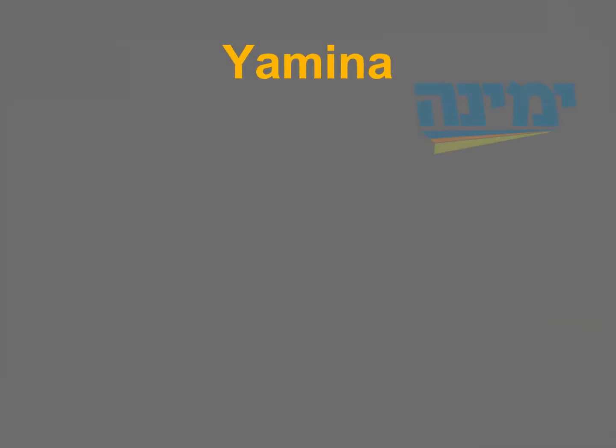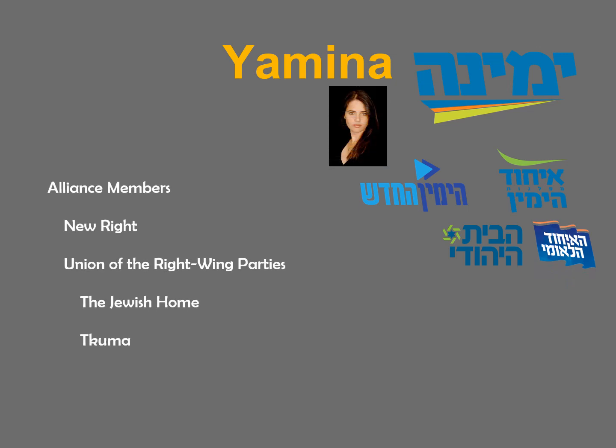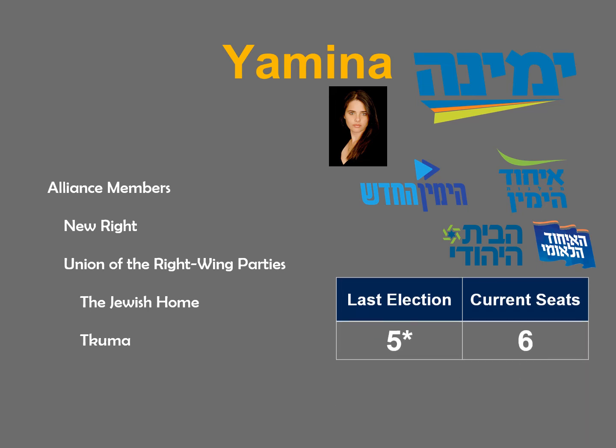Yamina is an alliance of the New Right and the Union of the Right-Wing Parties, which itself is an alliance of the Jewish Home and Tkuma. It is led by Ayelet Shaked. In the last election, the Union of the Right-Wing Parties won 5 seats, and the New Right was just under the threshold at 3.22%. After the election, an MK defected from Likud, increasing Yamina to 6 seats.